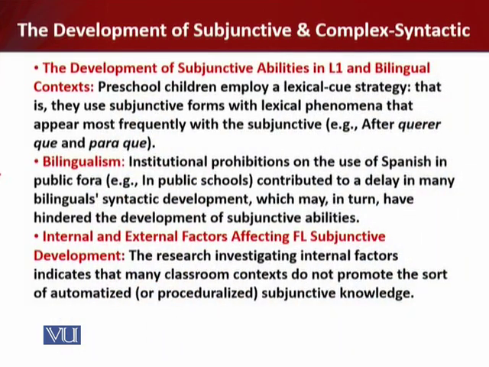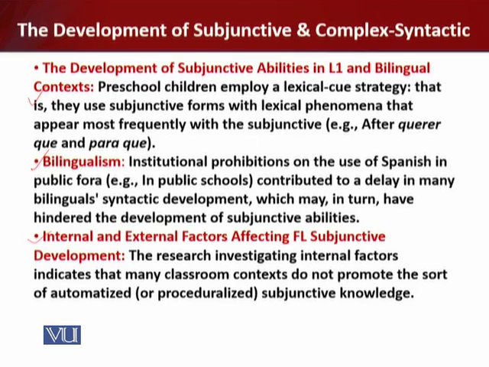Now, if we look at this, we have the context and bilingualism, and then we also have internal and external factors affecting the foreign language subjunctive. Before we move on to discuss these points, it is important to know that this is the study, the development of subjunctive and complex syntactic, conducted by Lefford and R. Celebry, and has been under review by Collentine. And this is the work where they have highlighted the differences in the use of the subjunctive verb in the Spanish and English languages.